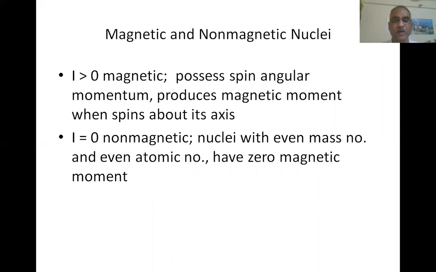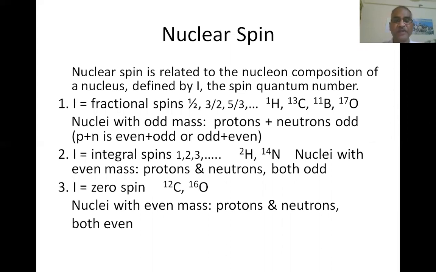They have zero magnetic moment. Overall, nuclei with half-integral spin, the first category, are very important from the point of view of nuclear magnetic resonance spectroscopy. That's why we have hydrogen 1 NMR spectroscopy, carbon 13 NMR spectroscopy, and so on.